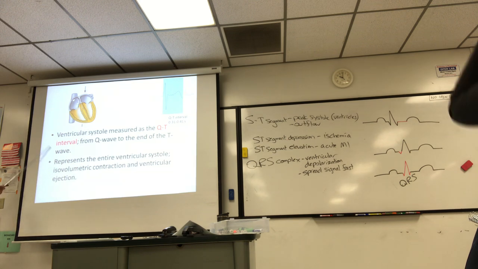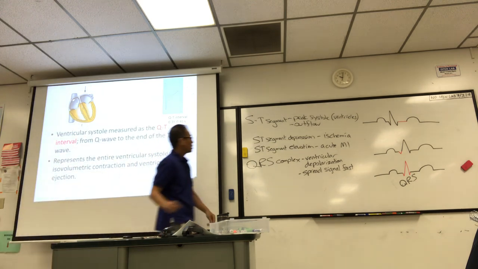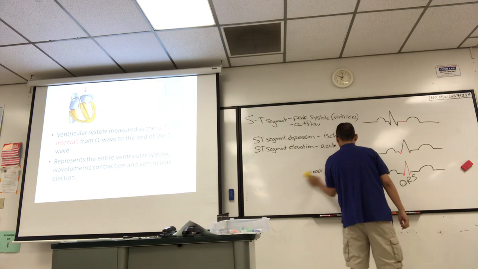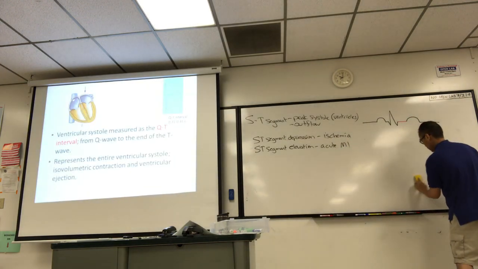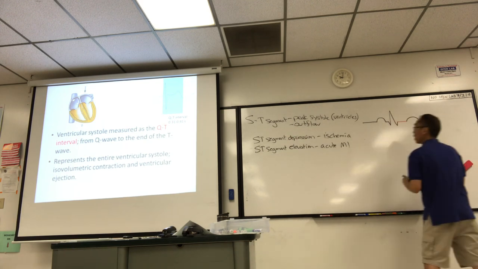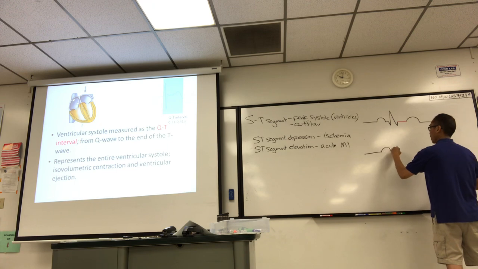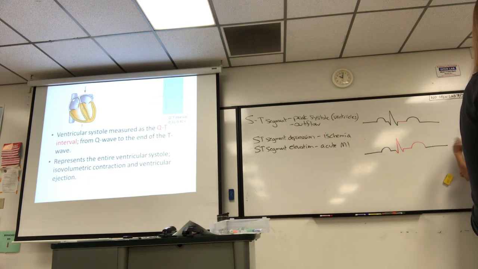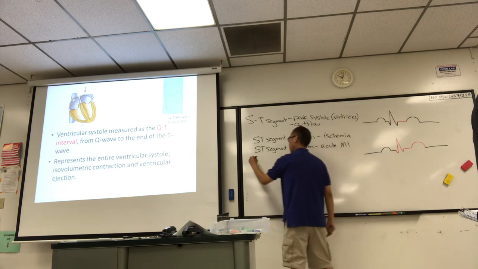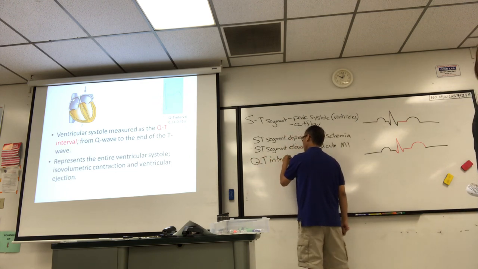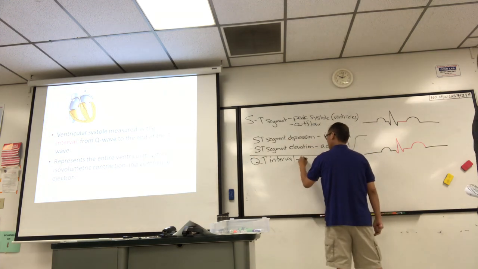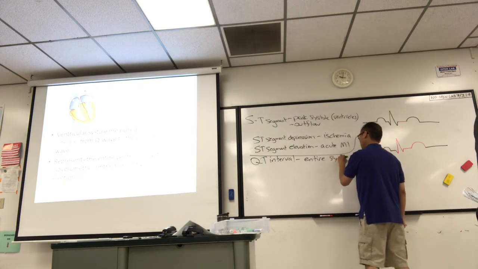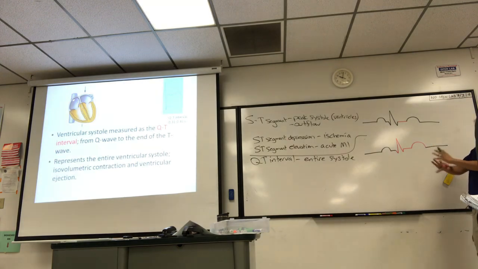You will also measure the entire QT interval, which represents the entire systole, not just the peak. So let me do that. You measure that. QT interval. Measure from Q all the way to T. Measure all of that. That QT interval represents the entire systole. Remember, systole has two parts, right? So this is everything.